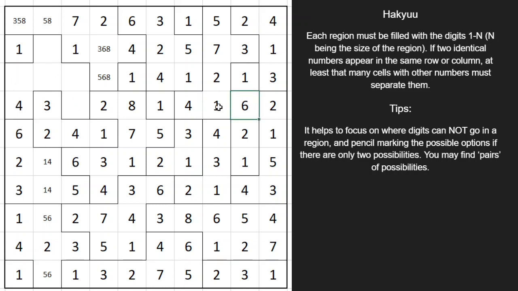This 6 blocks all of those, so this can't be a 6. Oh, you know what? This 6 blocked those too, and this 6 blocked that one. So we know one of these is going to be a 6. If this is a 6, I think that ruins the bottom. Because if that's a 6, we have 1, 2, 3, 4, 5, 6. I guess it could work. This could be a 6.